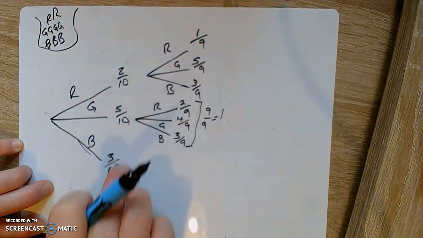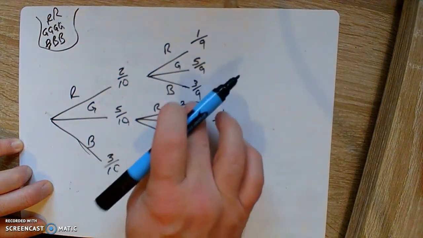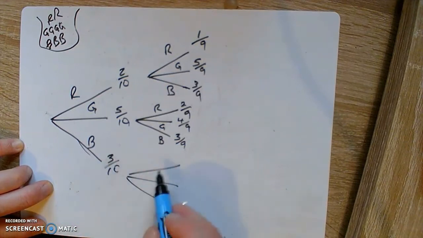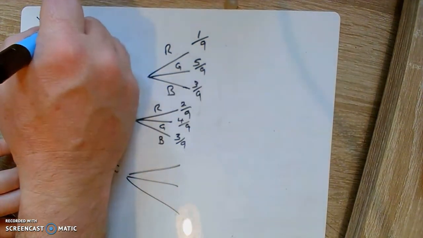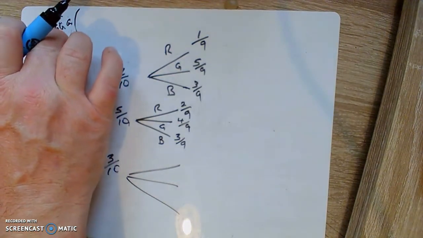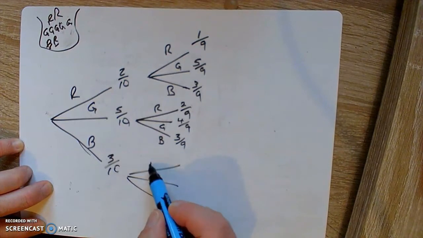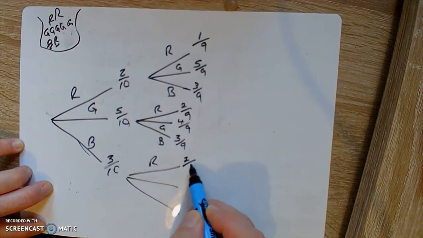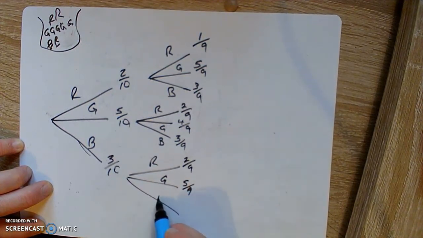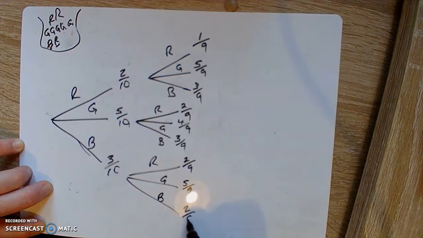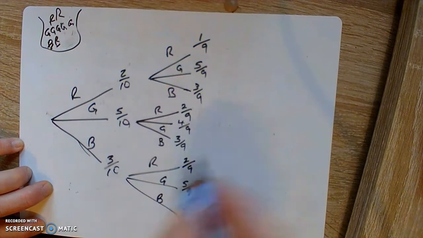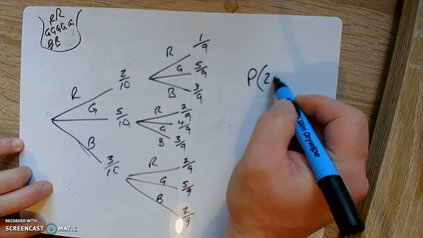Let's take this off for a moment. And doing the last one, we do a blue first, so put our green back in and then go to a blue. We've got red 2 out of 9, green 5 out of 9, and blue 2 out of 9. Again, that will equal 9 out of 9.